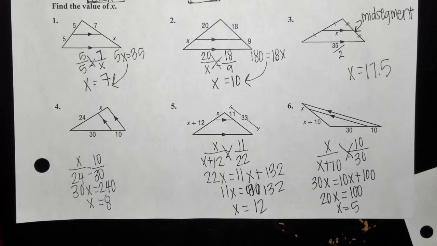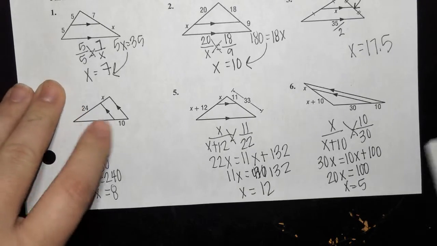Check your answers. Notice on number 5, they gave you the whole in one of them, and you had to find the other segment. So you had to use 33 to subtract 11 and get 22. Questions on 4, 5, or 6? Alright guys, so we're going to stop there in our notes. We're not done, but for today we're going to stop.